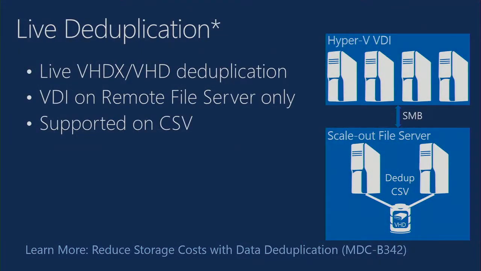And then finally, we have live deduplication. Deduplication was introduced in 2012. What it does is it takes the common blocks in files. It's a file filter. It lives on the file server. It takes the common blocks and then aggregates them such that any access to any of the files to that particular common block goes to a single point.